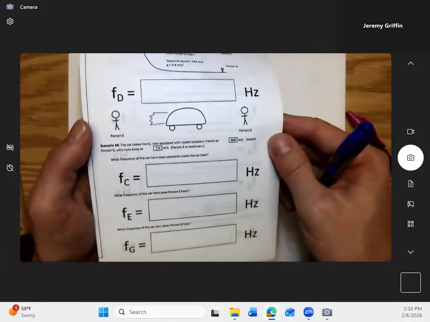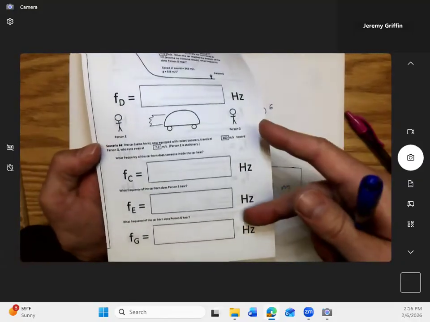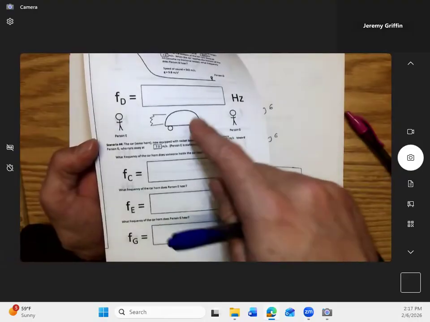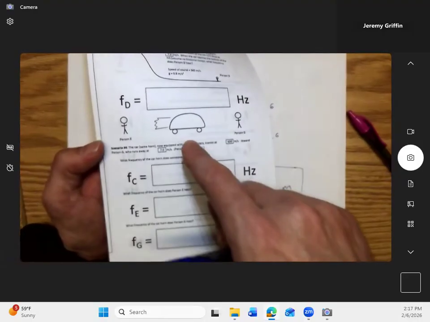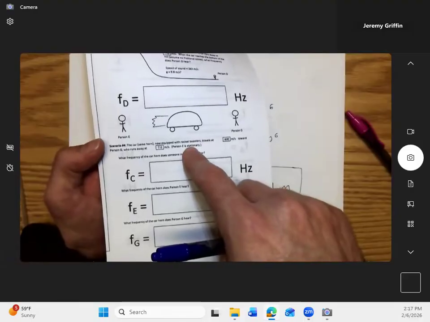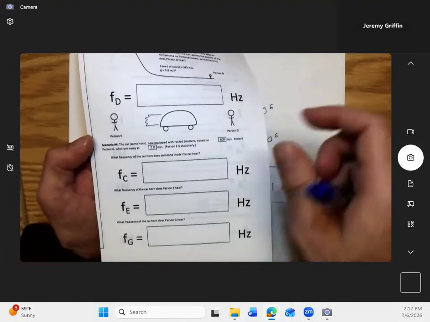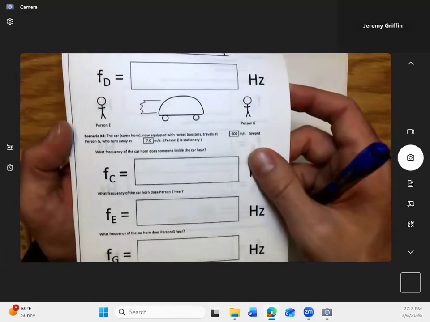The other one, which I think only a couple of guys got, is this one with the rocket boosters. What was funny about the rocket boosters? Did anybody notice this was kind of a trick question? Yeah. What was tricky about it?